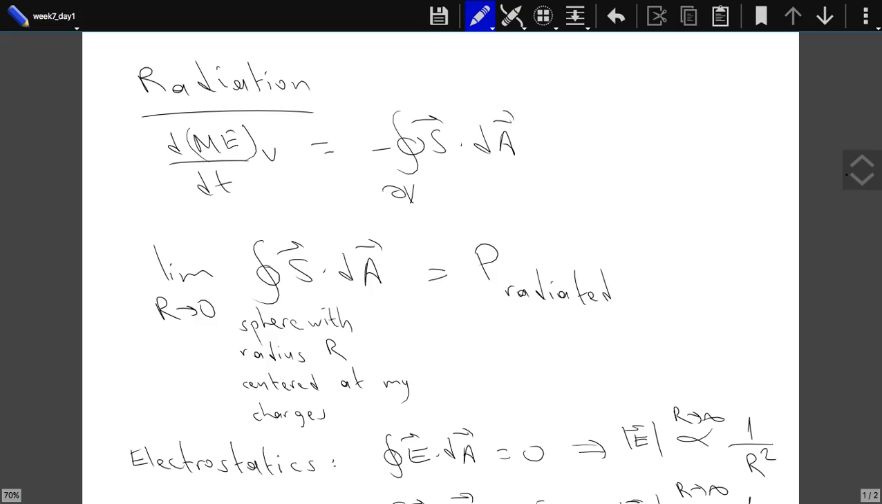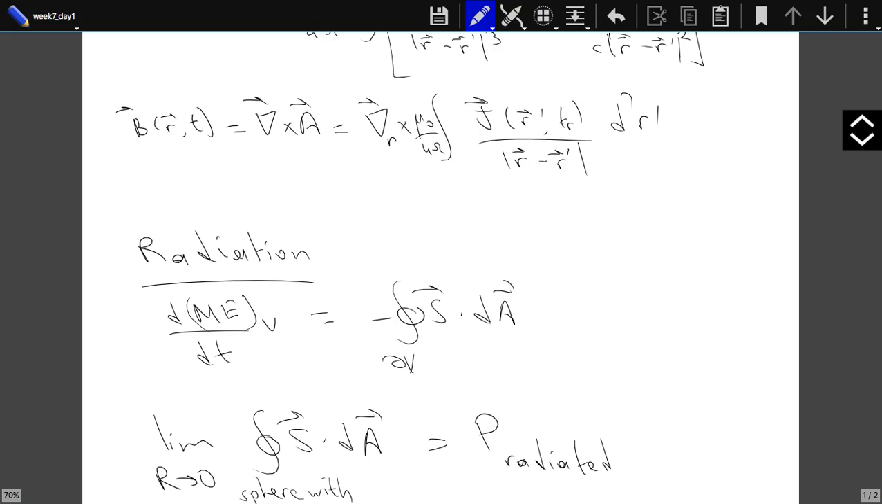That mechanical energy contains the energy stored in the electromagnetic field also. You see the left-hand side, this mechanical energy in a given volume V contains all the charges and masses in my system, and their mechanical energy, kinetic and potential, plus the energy of the electromagnetic fields within that volume V.